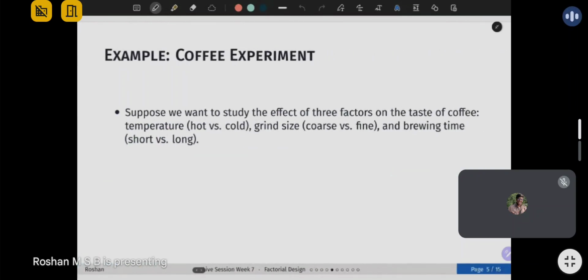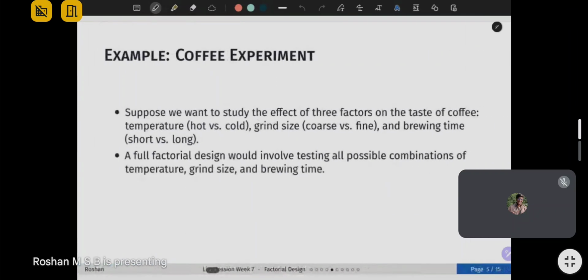Another example: you have three different factors for the taste of coffee, whether the temperature matters, the grind size of the coffee beans matter, and the brewing time. How many experiments do we have to do in this case? 8 experiments. You have two levels for each, and there are three factors, so eight experiments.